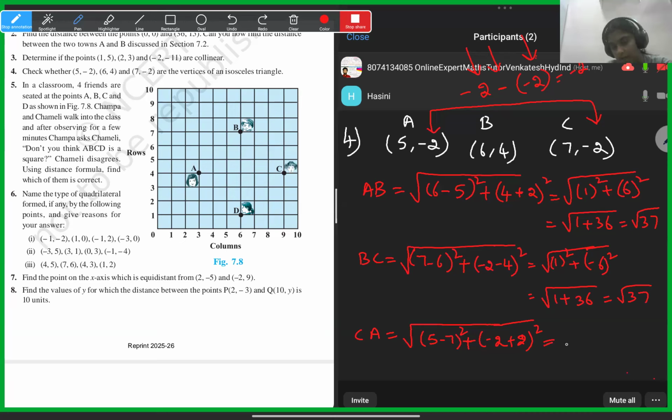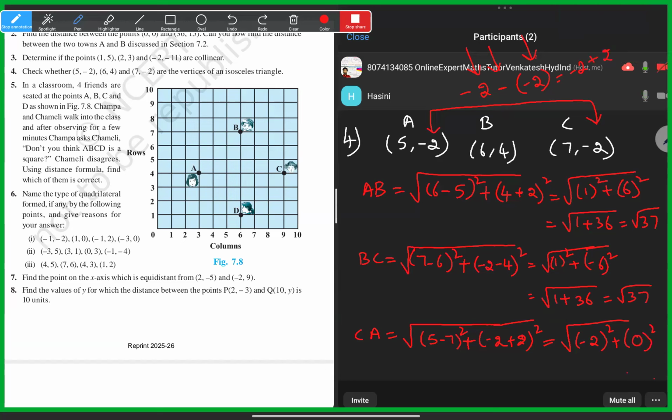Okay, Hasni? So 5 minus 7 whole square is how much? 5 minus 7 is minus 2, so minus 2 whole square, plus minus 2 plus 2, 0 square. Yes, Hasni. So minus 2 whole square is 4, plus 0. Any doubt, Hasni? No, sir.